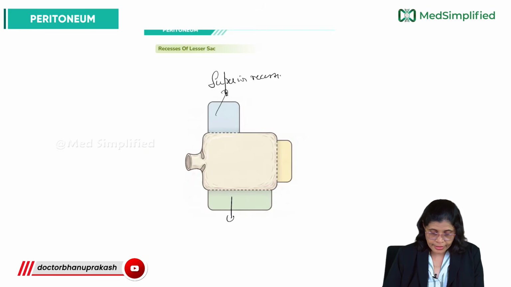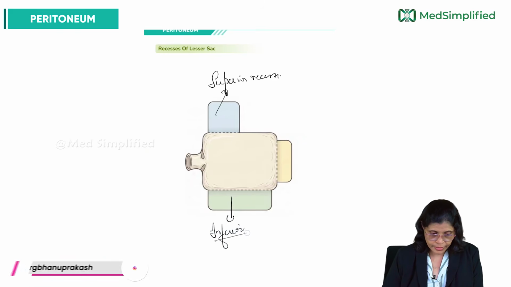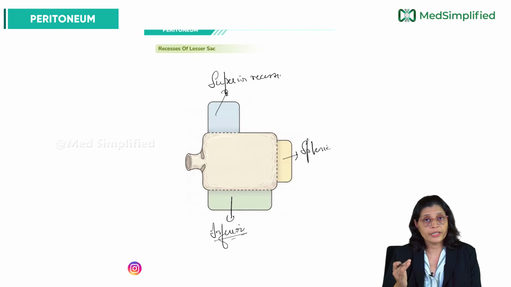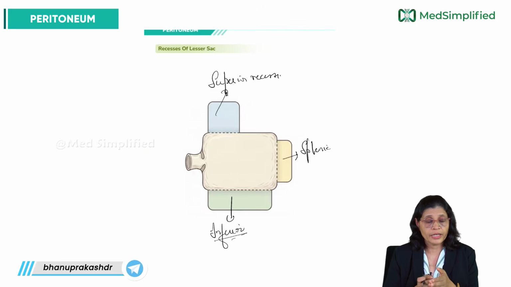The inferior recess is the portion which lies between the anterior 2 and posterior 2 layers of the greater omentum. So this is the inferior recess. And then we have the splenic recess, which lies between the gastrosplenic and lienorenal ligaments. So these are the 3 recesses of the lesser sac.